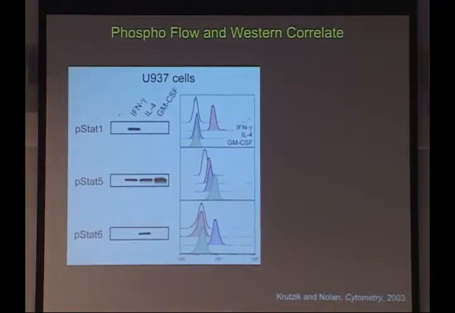So the phosphoflow and Western do correlate nicely. If you look at some of our early work, just looking at STAT1, STAT5, and STAT6, looking at a few different stimulus conditions in our good old U937 cells, sadly, we're actually not going to run our U937s today. So you guys are getting the 2.0 version of the technique because we wanted to do a little bit on the CyTOF.